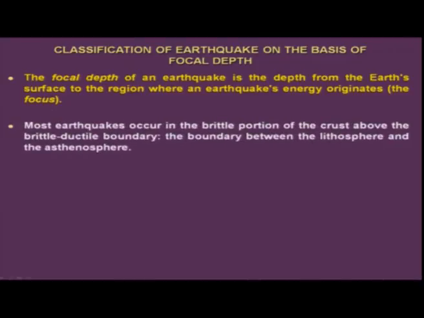So, classification of earthquakes on the basis of focal depth. The focal depth of an earthquake is the depth from the earth's surface to the region where the earthquake energy originates. That is the focus, or the hypocenter, from where the energy was released. Most earthquakes occur in the brittle portion of the earth's crust, above the brittle-ductile boundary, which is the boundary between the lithosphere and the asthenosphere.